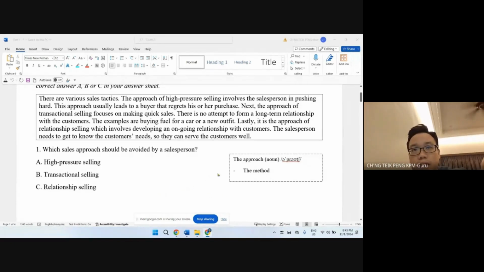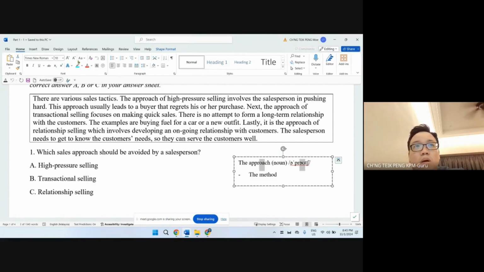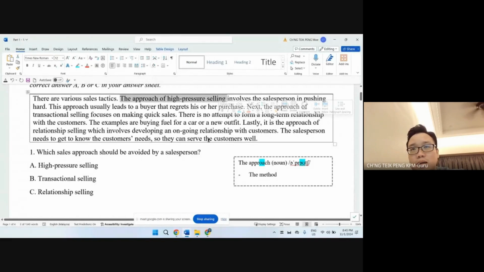Okay, let me explain the vocabulary first, yeah? The approach, look at the OA here, okay? Look at the OA. How do we pronounce the OA, the vowel? It's pronounced as O, approach, approach. The approach means the method, 方法, all right. Okay, the approach refers to the method. The approach of high pressure selling, okay, 就是说卖东西高压卖东西的方法.